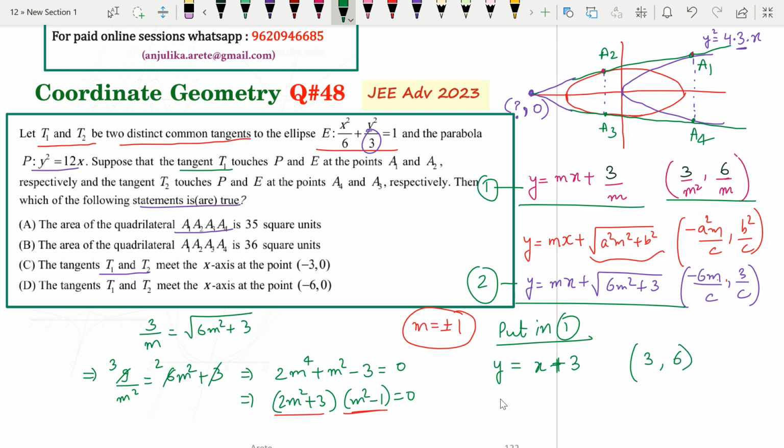If you plug in m is minus 1, what are you getting? y equals minus x minus 3. And what will be the point of contact then? You know that, right? 3 and minus 6, because if this is 3 and 6, this has to be 3 and minus 6. Vertically opposite.